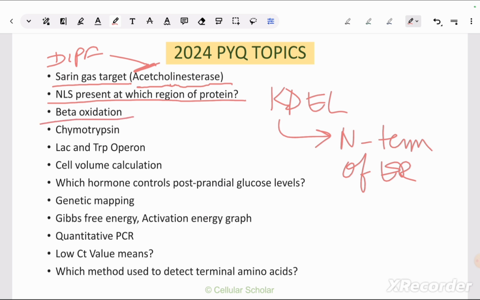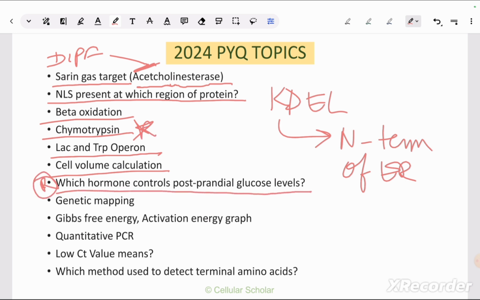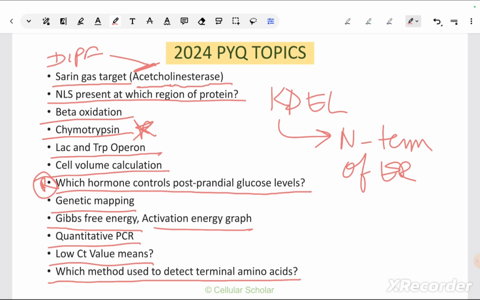Beta oxidation, chymotrypsin again repeated. Lac operon, cell volume calculation, which hormone controls postprandial glucose level, they have again repeated this question. Genetic mapping, very simple question was asked. Calculation from Gibbs free energy, activation energy graph. Quantitative PCR, low CT value means what? Which method is used to determine terminal amino acids?